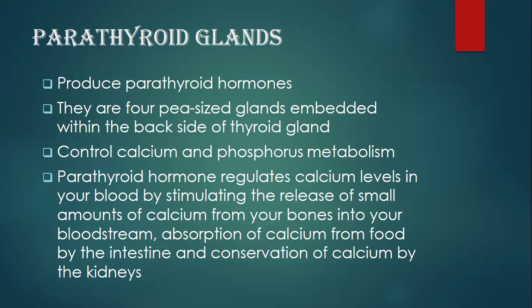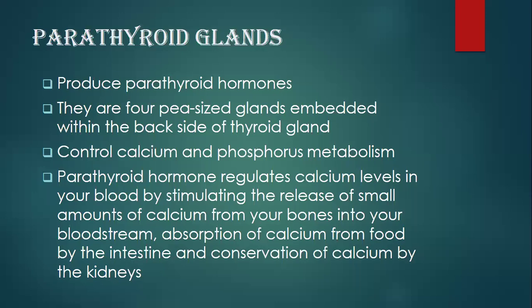Okay. So our last topic for today is the parathyroid gland. So we all know that the parathyroid glands are pea-sized glands that are located at the back side. They are four in number. Yes, very, very tiny, like a pea size. So you can see how small they are. They are located at the back of the thyroid gland.